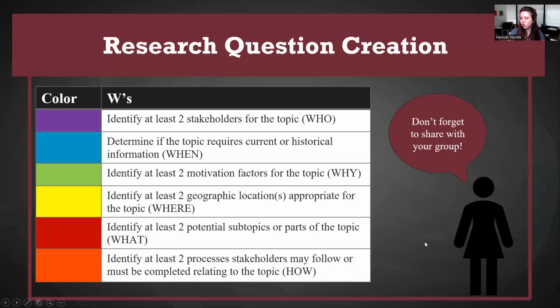And then identify at least 2 processes stakeholders may follow or must complete relating to the topic. So how will this issue be addressed? And we have them do 2, so take the topic and then have 2 Ws, because this is a lot to do in just one session. It can be really difficult to create a relationship research question with all of these. So it's just getting them to work on thinking about the where, the who, the why, the how, etc.